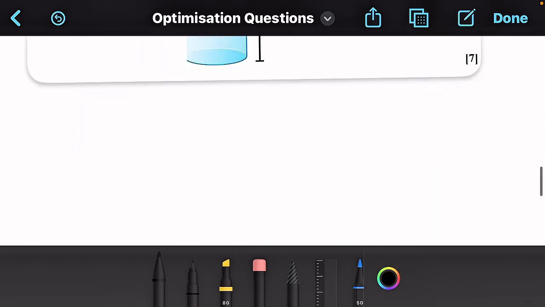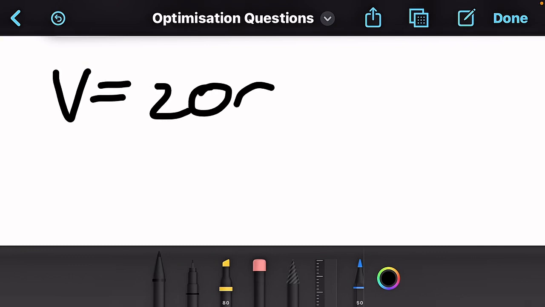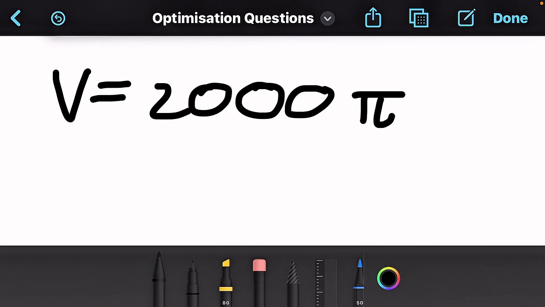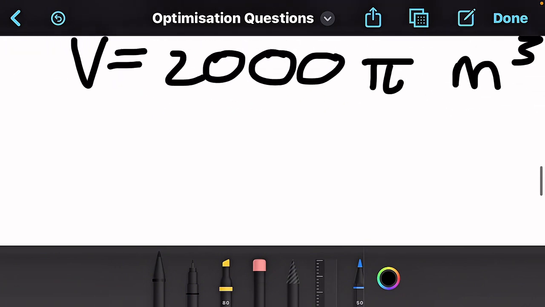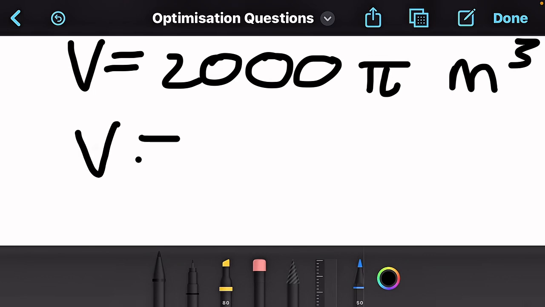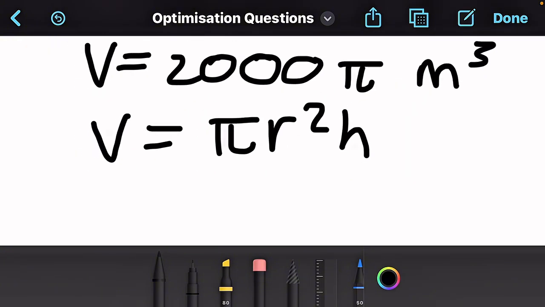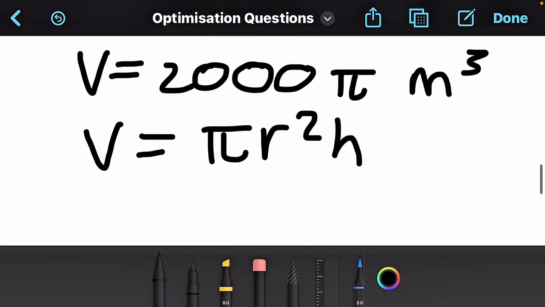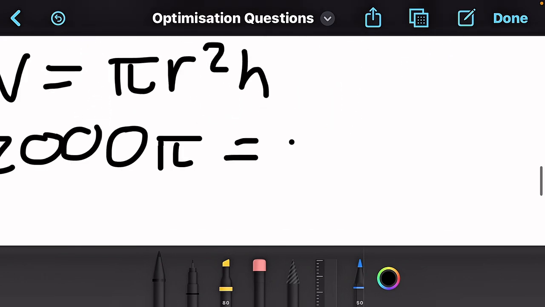So, we're going to start by listing the variables, what we have, right? We have the volume of the cylinder, which is 2000 pi meters cubed, okay? And we know that the volume of a cylinder is pi r squared h. So what we can do here is substitute this 2000 pi into this formula, pi r squared h.